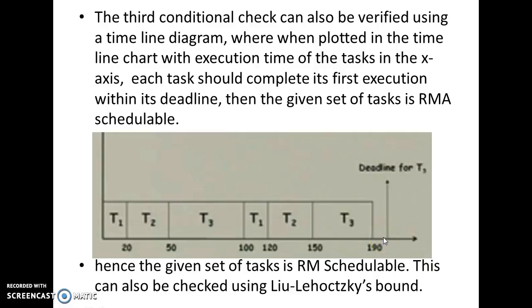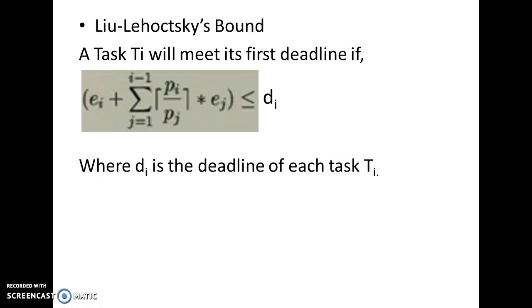So since all the tasks complete their first execution before their deadlines, we can conclude that the given set of tasks is RMA schedulable, which is verified using the Liu-Lehoczky's bound equation. By this, we can identify for any given set of tasks whether it is RMA schedulable or not. Thank you.